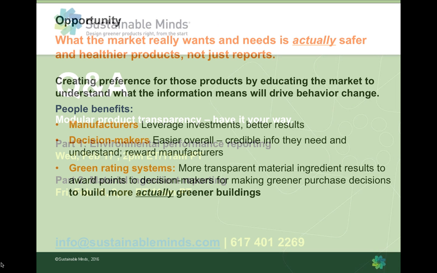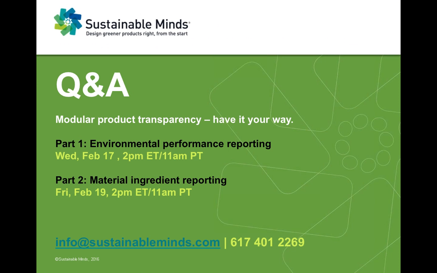Everybody benefits through delivering understandable, meaningful information. Manufacturers benefit, decision makers benefit, and the big winner is the green rating systems, where there will now be more products with product transparency information that end users can specify so that they can get their 20 products per transparency reporting type into a building, so that we are, at the end of the day, building more actually healthier, greener, higher performing buildings. So that's the content that we have for today.